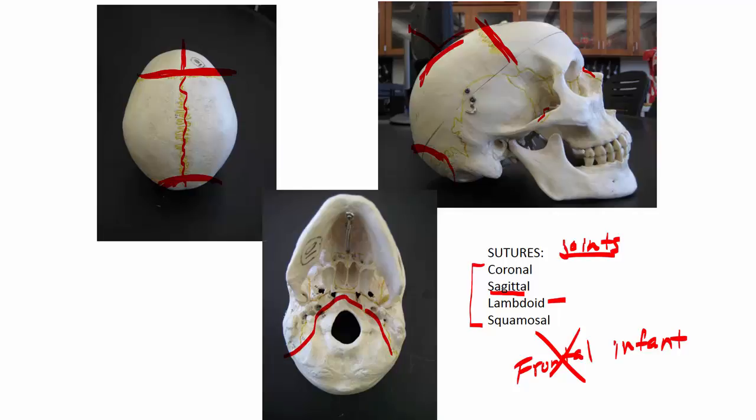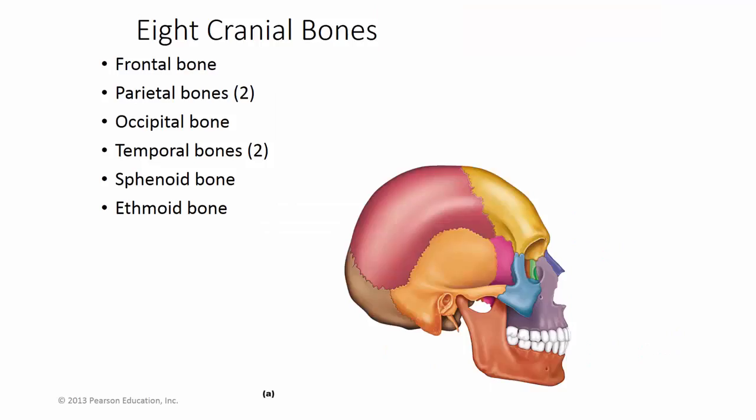And your squamosal suture is this one on the side. Okay, so right here, that's your squamosal suture. So you actually have two of those because you have a squamosal suture on the left and the right side. So those are your suture lines, and you'll need to be able to identify those as well as be able to spell them.